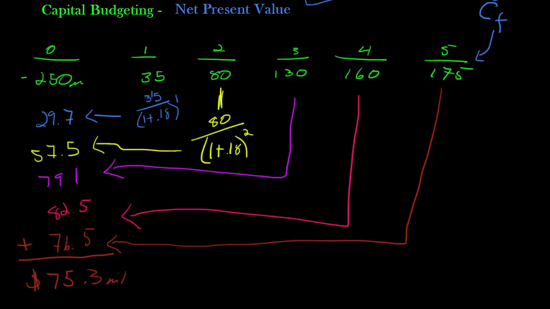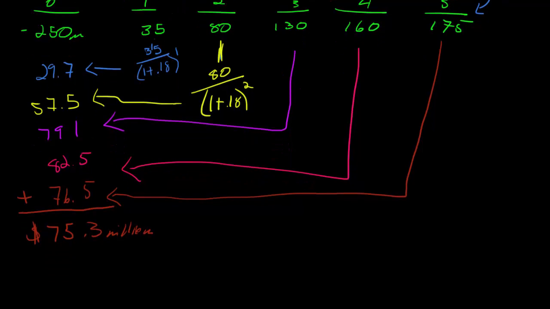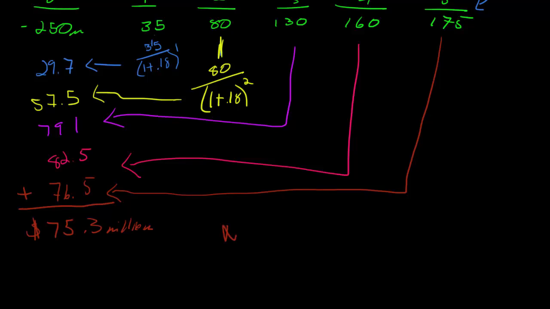$75.3 million. Now, when we take an NPV, our basic NPV decision is whether or not the NPV is greater than 0. And if it is, then here's a little check mark. Check. We accept the project. In this case, our NPV is 75.3 million, so we accept the project. And it is that simple. That's all we're going to do there.